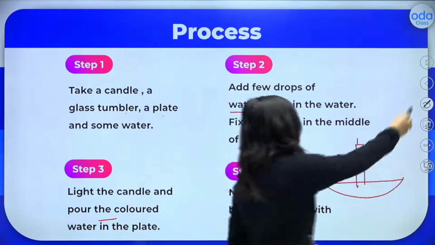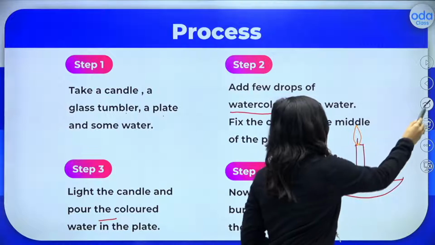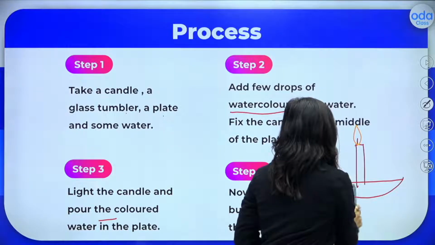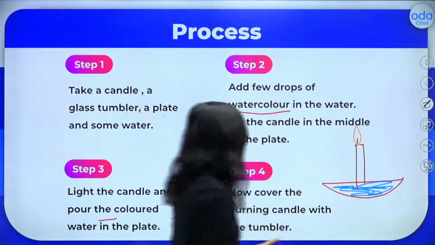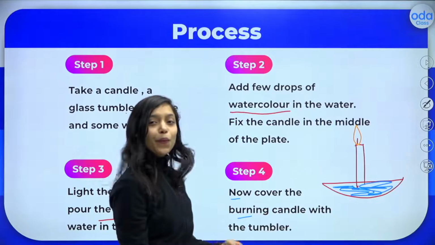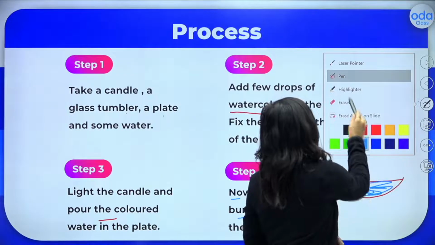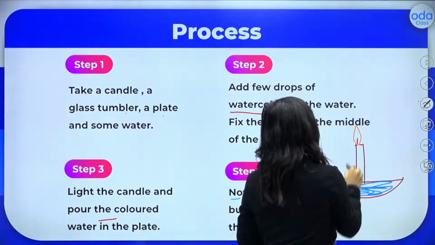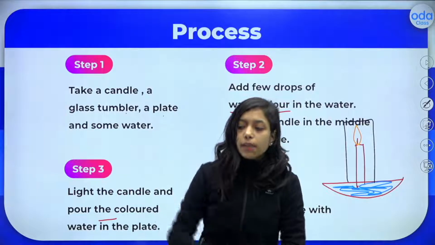Now what you have to do? You have to light this candle and pour the colored water on this plate. This is the step. And the fourth step, now cover the burning candle with the tumbler. After you light the candle, you just have to take a glass and cover it with the tumbler, right?